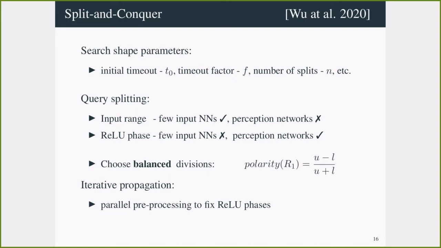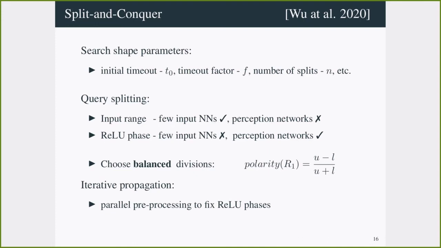One very important question for the algorithm is how to generate the next generation of problems. One approach is to split the input range, which performs well on networks with few input parameters, such as ACAS Xu. However, it struggles with high-dimensional neural networks, which is not really surprising, since splitting a value of a single pixel, for example, is not very consequential for the output of the network.